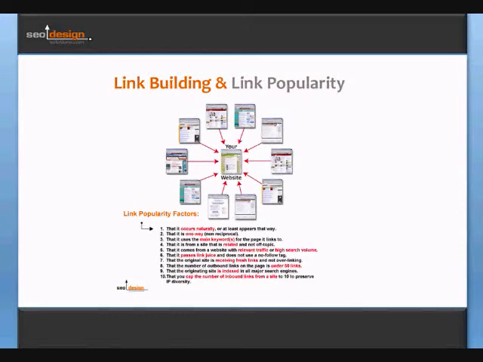But let's look at some of the link popularity factors. So for example, number one, that it occurs naturally or that it appears that way. What I mean by that is, once again, if you're just one link on a page of 200 links, that's not very natural, and you're really not going to get a lot of merit from that link. Also, that the link is one way, that it's non-reciprocal.